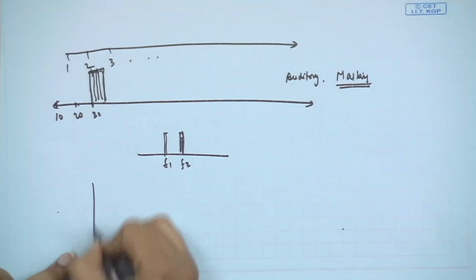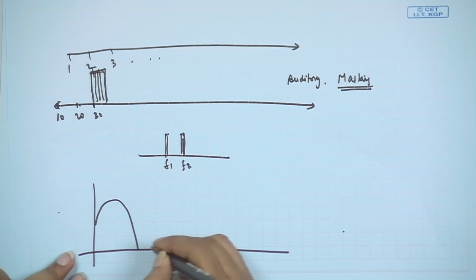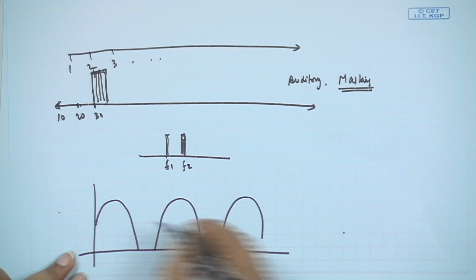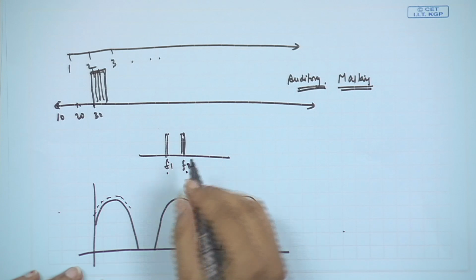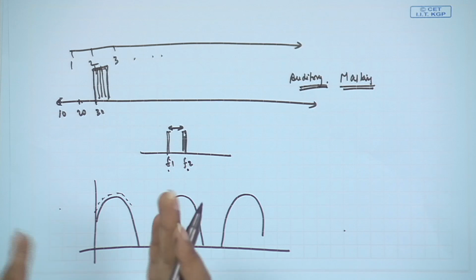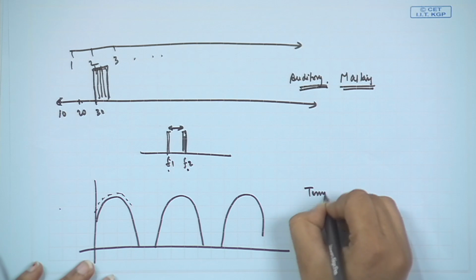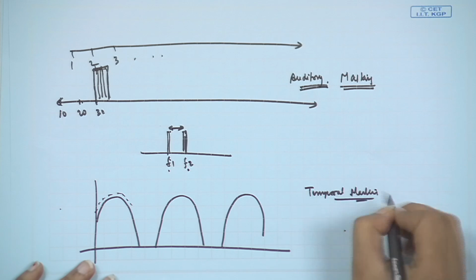So suppose we have a wavefront, this is the actual wavefront, something like this. But we need to find out how it is for a human ear. Just like we have the auditory masking for frequencies, where the frequencies which are very close by cannot be distinguished individually, in the same way, we have a temporal masking which is in the time domain.